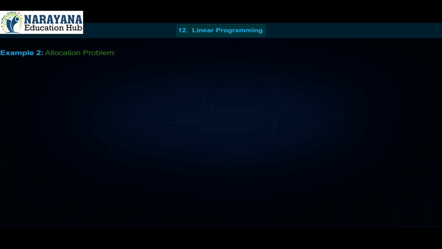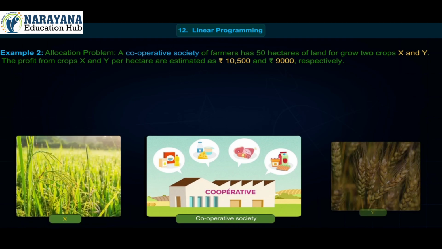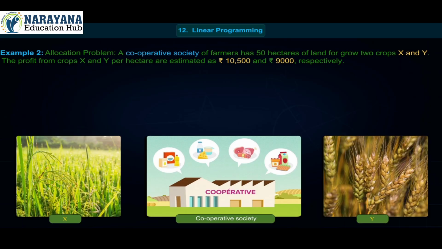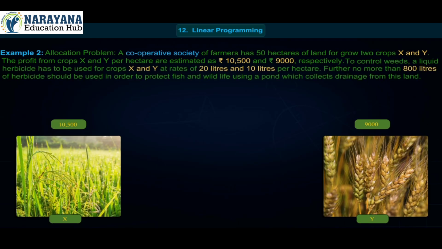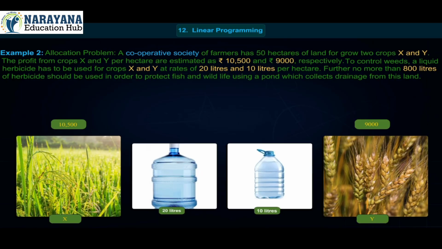Example 2. Allocation problem. A cooperative society of farmers has 50 hectares of land for growing crops X and Y. The profit from crops X and Y per hectare are estimated as rupees 10,500 and rupees 9,000 respectively. To control weeds, a liquid herbicide has to be used for crops X and Y at rates of 20 liters and 10 liters per hectare.